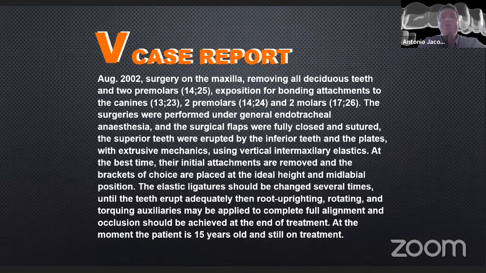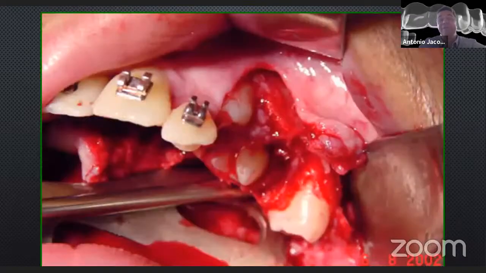At the best time, the initial attachments are removed and the brackets of choice are placed at the ideal height and mid-labial position. So the elastic ligatures should be changed several times until the teeth erupt adequately. Then the root uprighting, rotating, and torquing auxiliaries may be applied to complete full alignment, and occlusion should be achieved at the end of treatment. At this moment, the patient is already 15 years old and still on treatment. So the duration of the treatment of this boy is almost 7 years, but he was very cooperative.